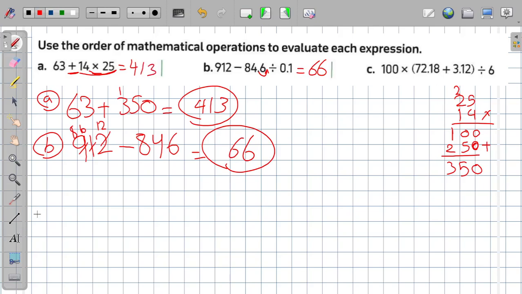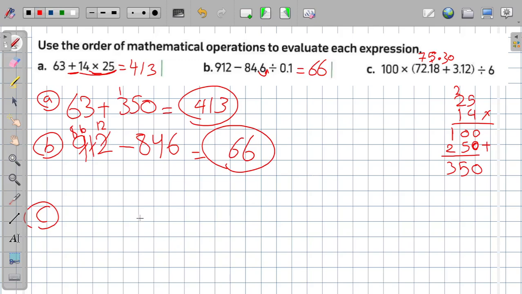The final one I have 100 times this operation: 72.18 plus 3.12 divided by 6. So let's do what's inside the parentheses first. So I have 8 plus 2 equals 10, and I will carry up 1. 1 plus 1 equals 2. 2 plus 1 equals 3. So I have 3, and I will put the decimal point. 2 plus 3 equals 5, and 7 still 7. Okay. So it will be 75.30 or 75.3.